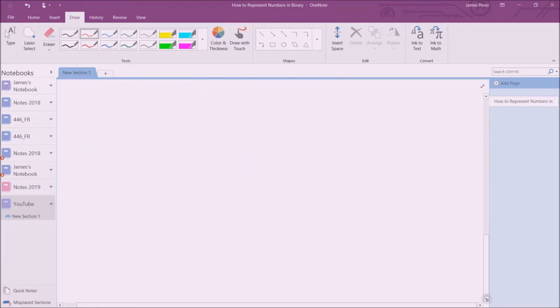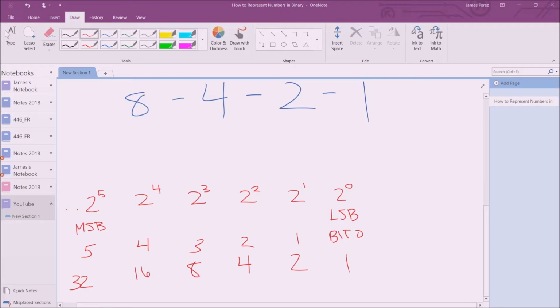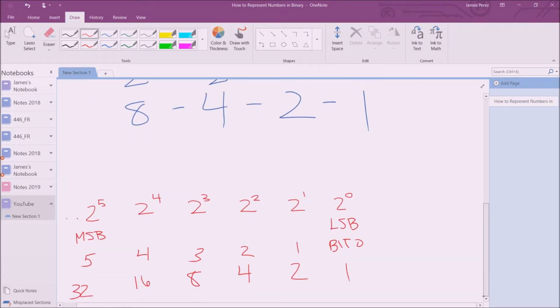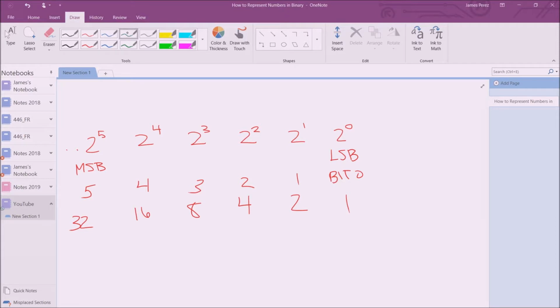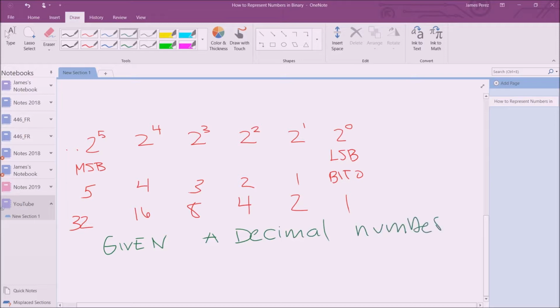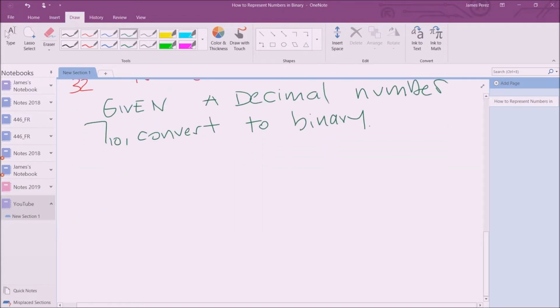So next we're going to do an example using this gray code. Given a decimal number 7, and this is base 10 because it's decimal, convert it to binary.